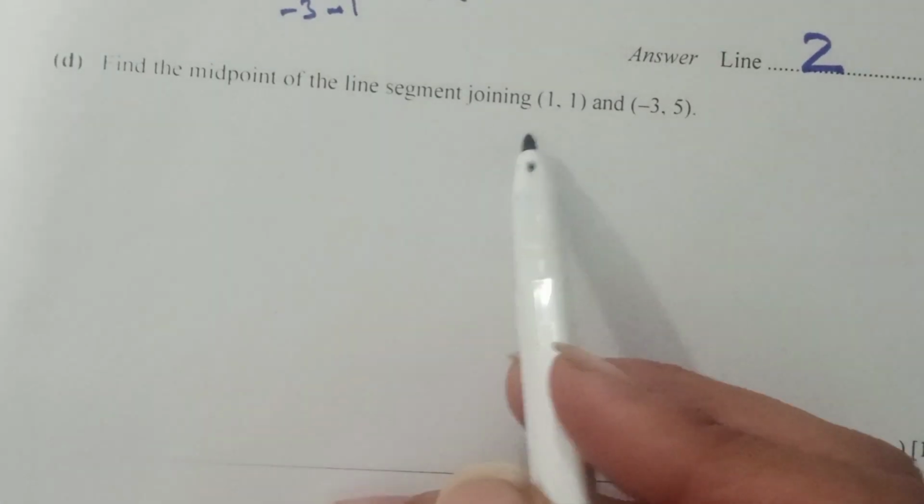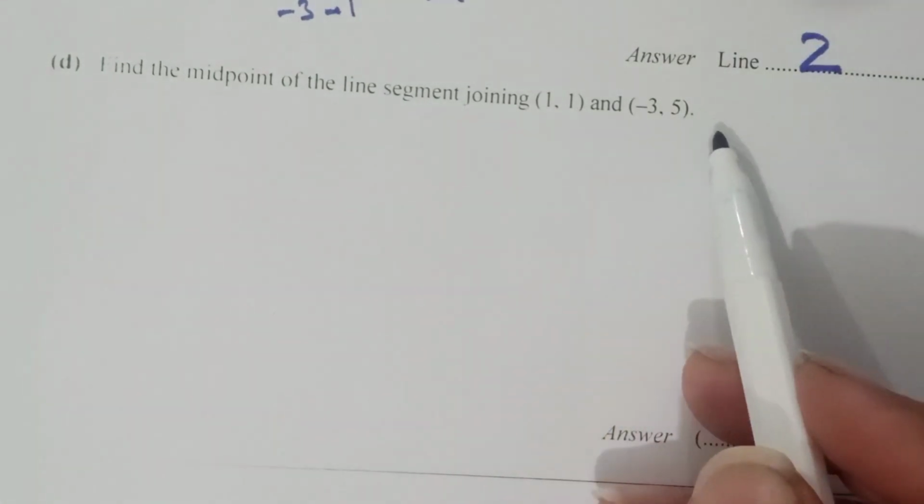Find the midpoint of the line segment joining 1, 1 and minus 3, 5.